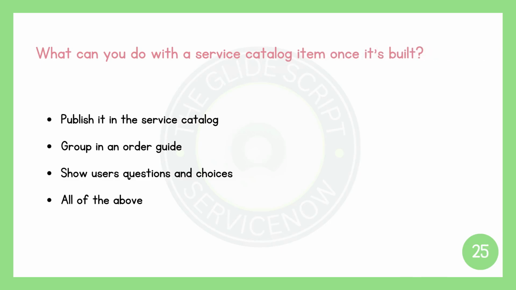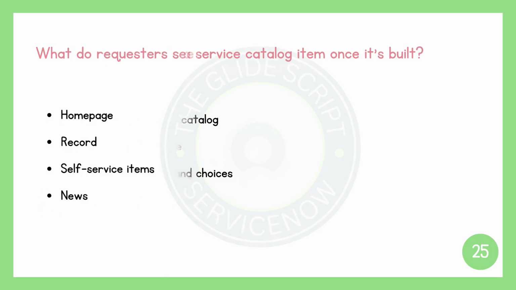Next question is what can you do with a service catalog item once it is built? And the correct option is all of the above. We have to publish it in the service catalog, group it in an order guide, show users questions and choices. So these all three options are correct. So the all of the above option will be the correct choice for this question.